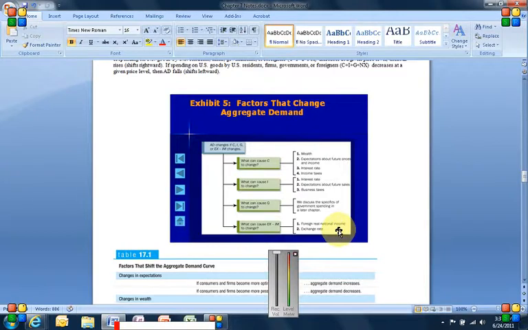Finally, exchange rates. If the exchange rate changes to the point where other countries can buy more of our stuff based on the value of our currencies, or more specifically, the strength of their currency goes up, it appreciates compared to ours, then they can afford to buy more of our stuff, and AD is going to shift to the right. If the value of their currencies decreases or depreciates compared to our currency, that basically makes it harder for them to buy our stuff and our services, and so AD shifts to the left.